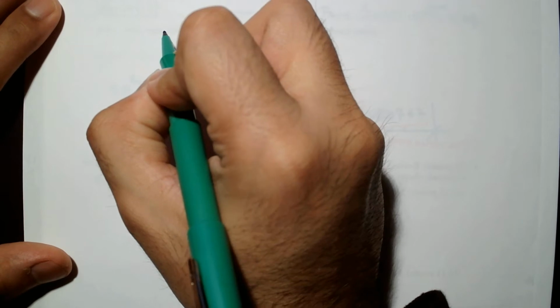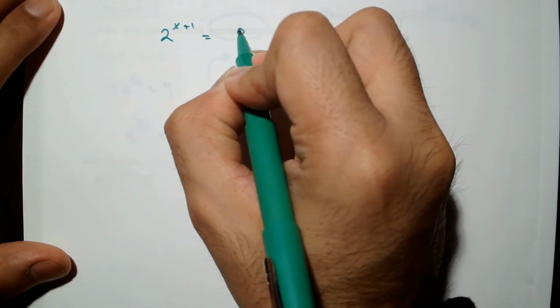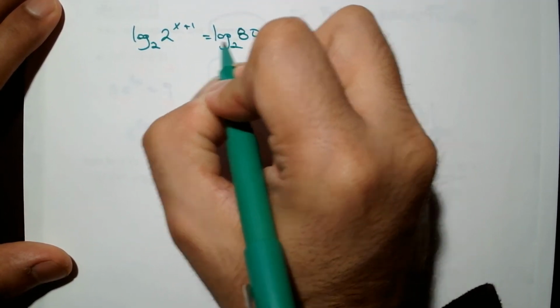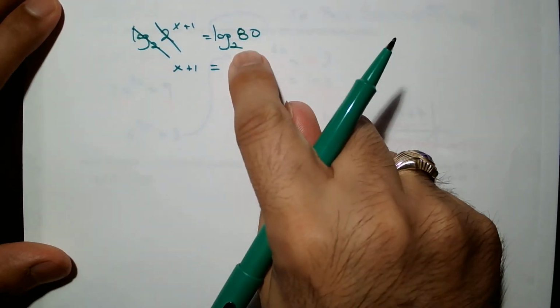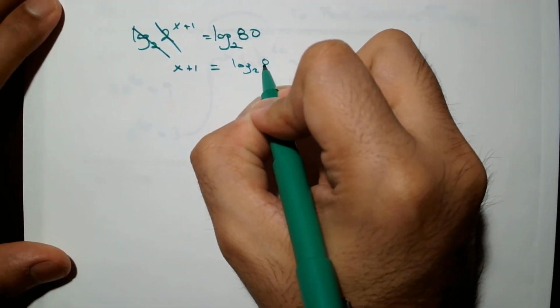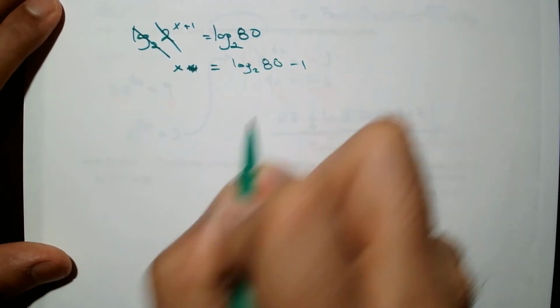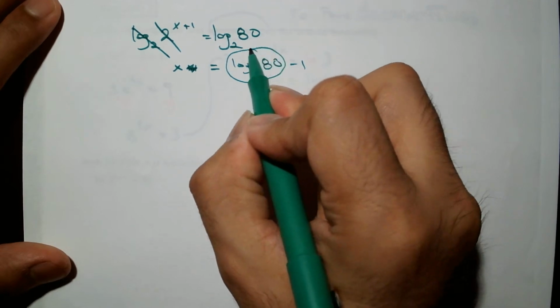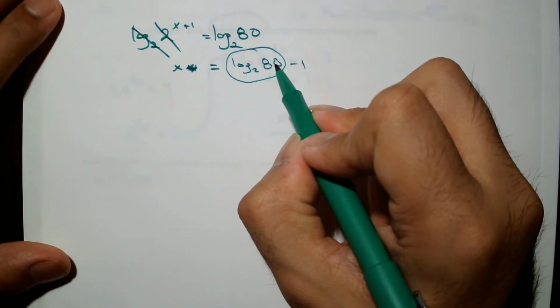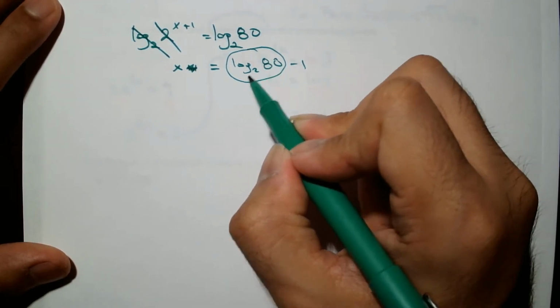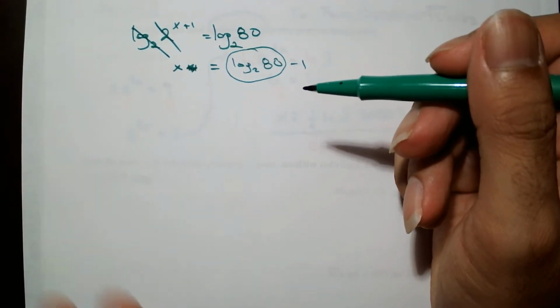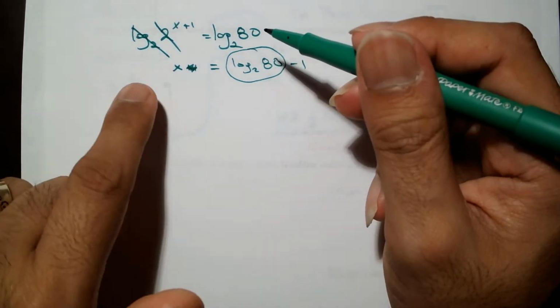So I have 2 to the x plus 1 equals 80. If I take log base 2 to both sides, x plus 1 equals log base 2 of 80, and then minus 1. All right. However, this is going to be a little bit weird to read, because if you have log 80 on the base 2, it might be a little bit troublesome to work with. You will have to use the change of base formula. Unless you want to do it using the change of base formula, that's fine. You can take this approach.